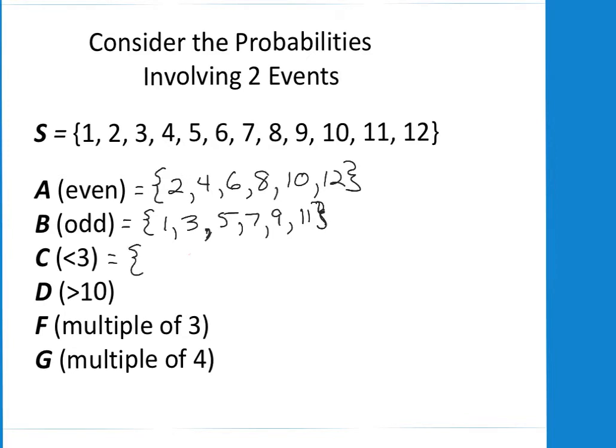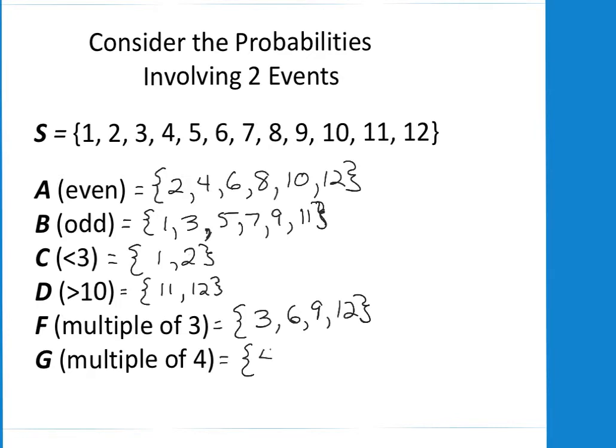The event C is you choose a number that is less than 3. So there are only two ways to do that here. You can either choose 1 or 2 randomly from that set of 12 numbers. If you're looking at choosing a number greater than 10, you also have two possible outcomes, 11 or 12. If we look at event F as a multiple of 3, what are the outcomes? Well, we have 3, 6, 9, and 12. And if we look at event G, a multiple of 4, then we only have 3 of those. We have 4, 8, and 12. Okay? So remember those numbers.